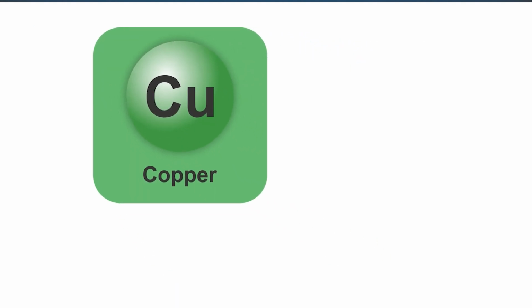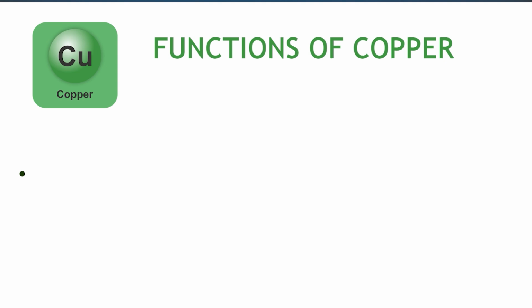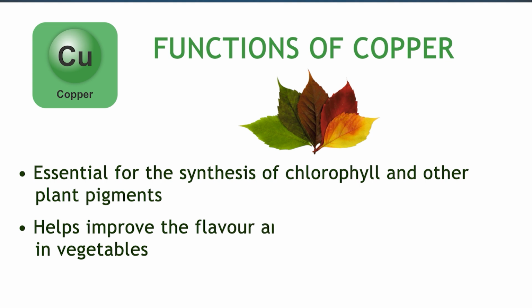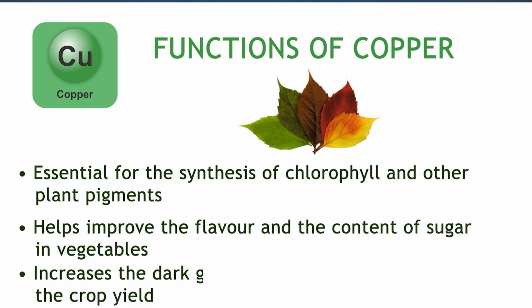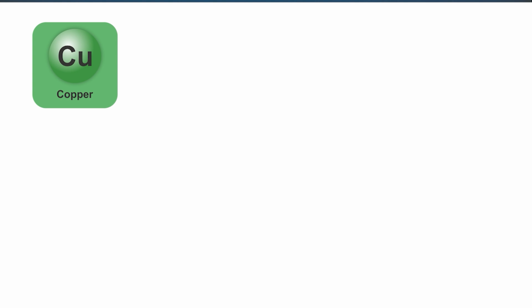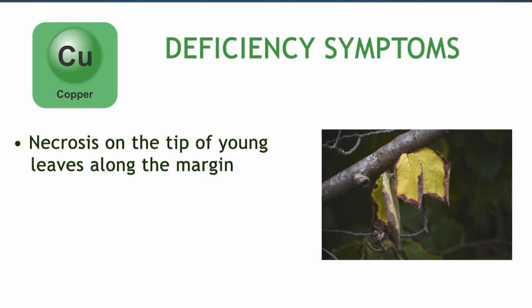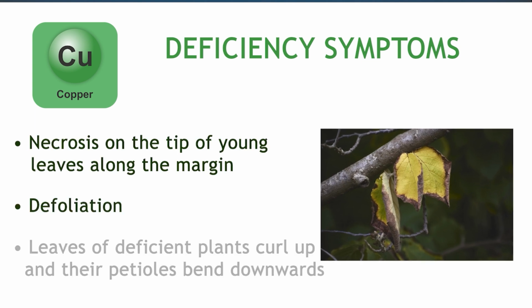10th, copper. Its functions are essential for the synthesis of chlorophyll and other plant pigments, helps improve the flavor and the content of sugar in vegetables, increases the dark green color of leaves and also the crop yield. Its deficiency symptoms are necrosis on the tip of young leaves along the margin, defoliation, leaves of deficient plants curl up and their petioles bend downwards.